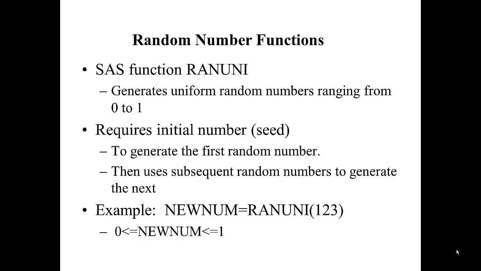The way the function works is that it requires an initial number, or a seed, which generates the first random number. The function then uses subsequent random numbers to generate the random numbers after that. So for example, here we have a variable num equals ranUni of 123. So 123 is our seed, and num is going to have some numeric value between 0 and 1.